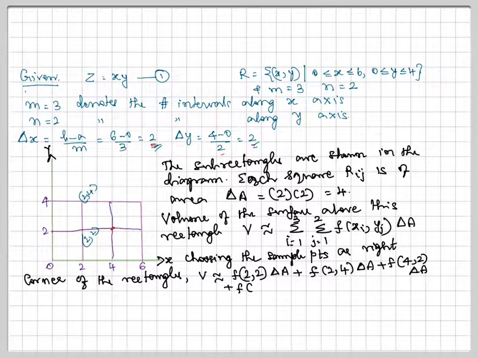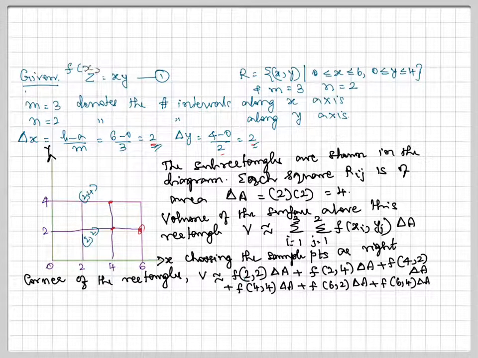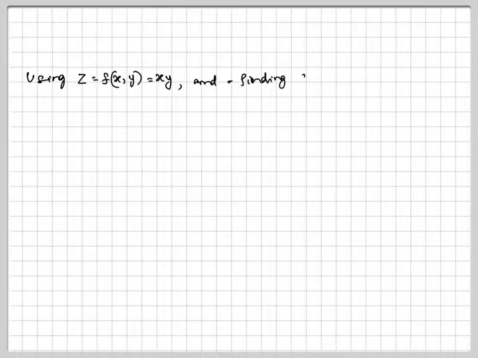plus f of 4, 4 delta A, which is this point, plus f of 6, 2 delta A plus f of 6, 4 delta A. Delta A is common, which is equal to 4. We just stated that. So computing these values from the equation f of x, y equal to x times y, we are multiplying the x coordinate with the y coordinate for each value, f of 2, 2, f of 2, 4, etc.